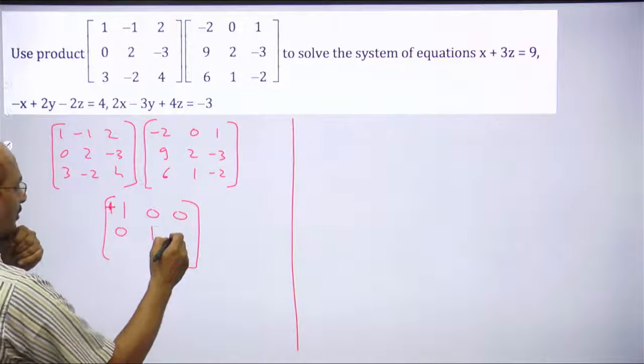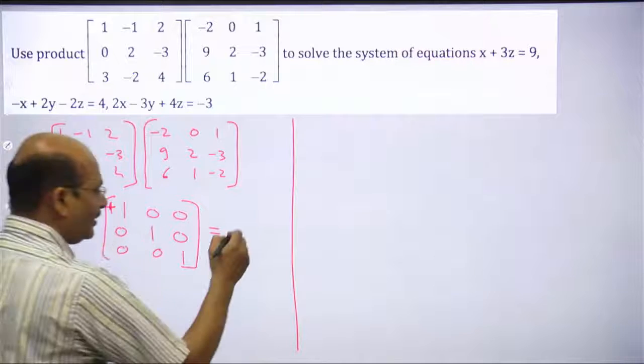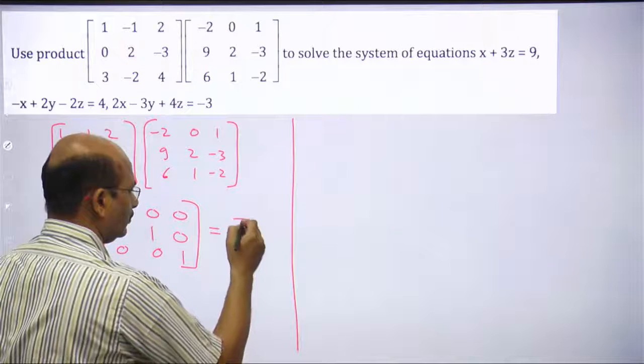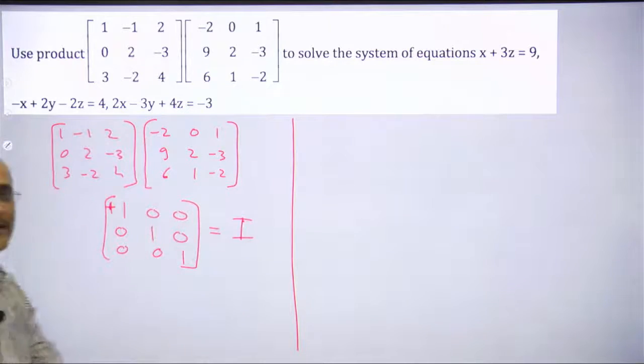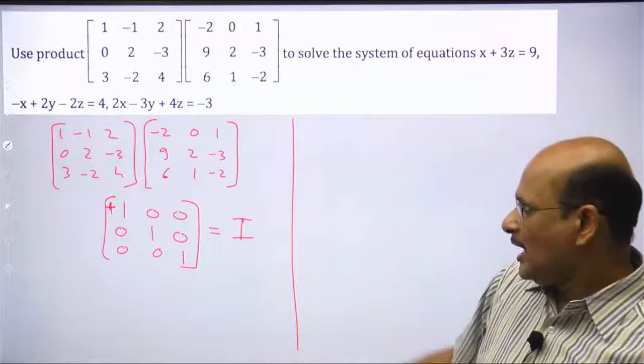So this is 1, 0, 0, 0, 1. So this is 1, so there is no problem. So this is nothing but I. I stands for, not Mr. Iyer, but it stands for identity matrix. Okay, great. I got this point clear.